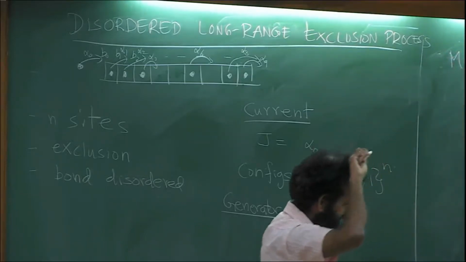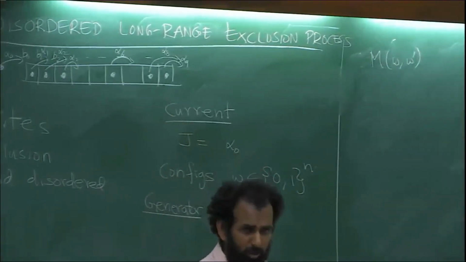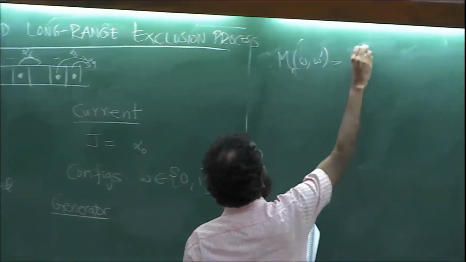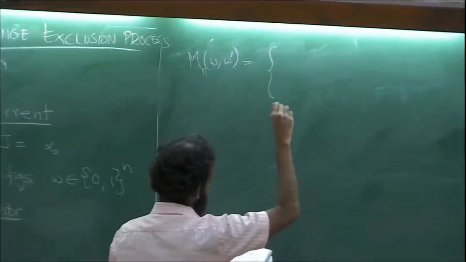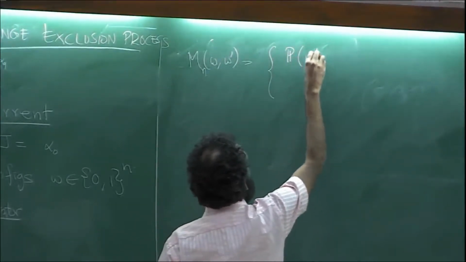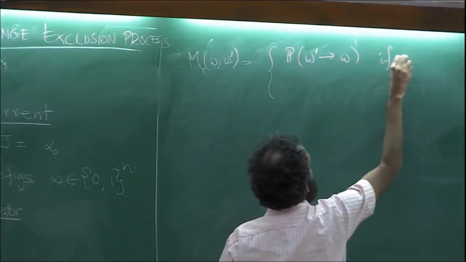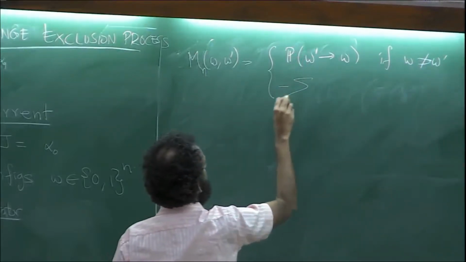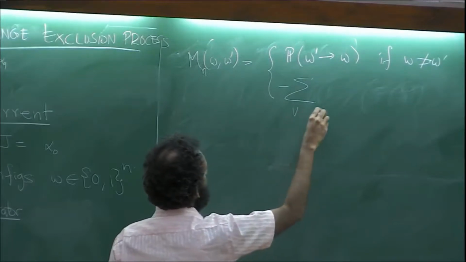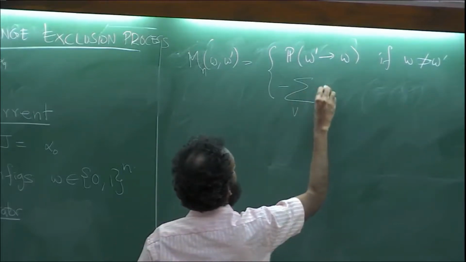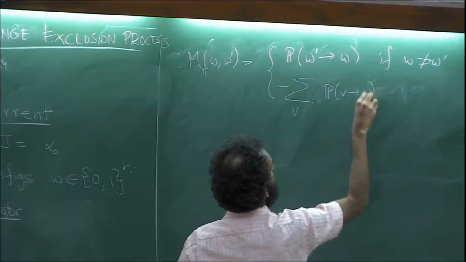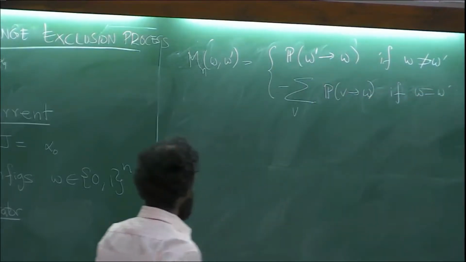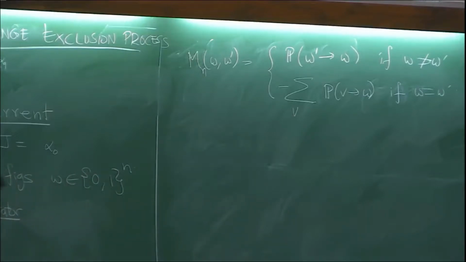So I'll use physics notation. These will be column stochastic matrices. Mn: this is the probability to go from omega prime to omega if omega is not equal to omega prime, and this will be minus the sum over all, let's say V, of the probability V goes to W if W equals W prime. Okay, so this is my generator, and I'll give an example in a second.